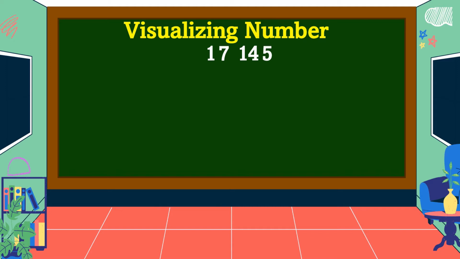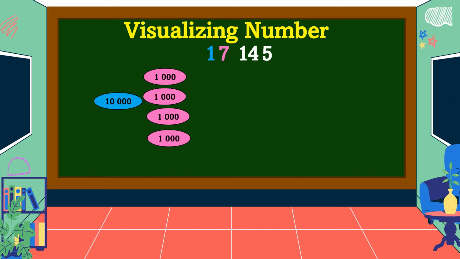17,145. To visualize this number, we're going to use a number disk. So, the place value of 1 here is 10,000. Therefore, we have 1 10,000. 7 is in the thousands place. We have 7 1,000, and the value is equal to 7,000.